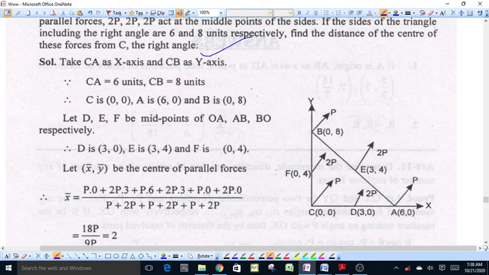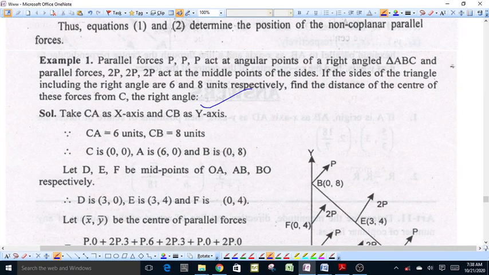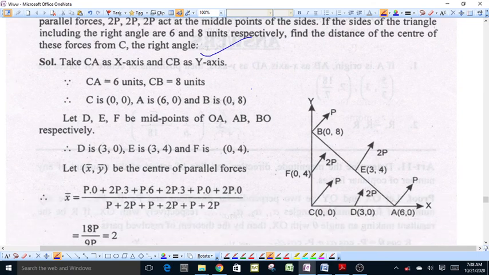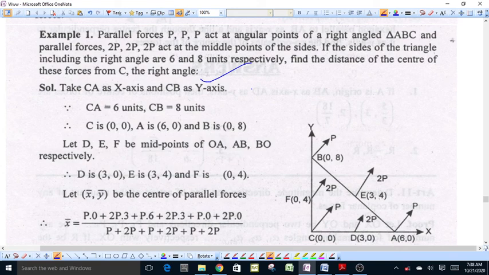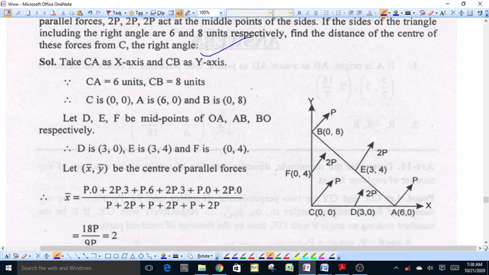Right angle at point C. Suppose CA is equal to 6 and CB is equal to 8. Now we take C as origin, CA as x axis and CB as y axis. CA is 6 units, therefore coordinates of the point A are (6, 0). Because C is origin, coordinates of C are (0, 0) and that of B will be (0, 8).